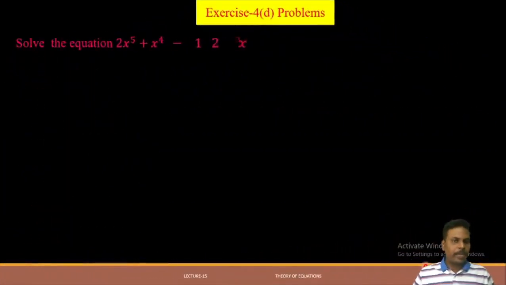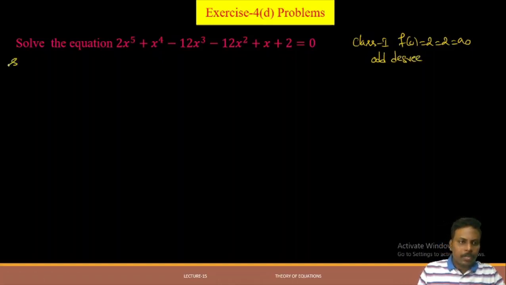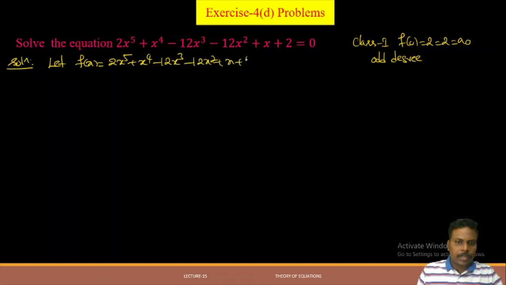Here is our next problem. Solve the equation 2x power 5 plus x power 4 minus 12x cube minus 12x square plus x plus 2 is equal to 0. Okay, so this is a reciprocal equation of class 1, because f0 is equal to 2, that is equal to a0, and it's an odd degree polynomial. So, solution: let f of x is equal to 2x to the power 5 plus x to the power 4 minus 12x cube minus 12x square plus x plus 2 is equal to 0.